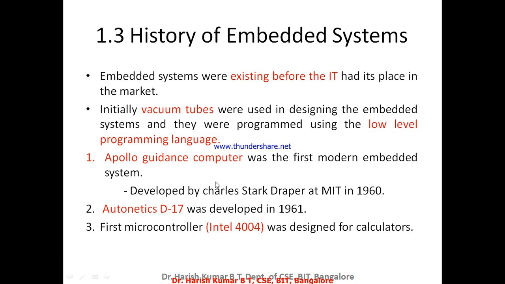programming language. To name a few embedded systems, the first modern embedded system, based on vacuum tubes, was the Apollo guidance computer, developed by Charles Stark at MIT in the 1960s. Next was Autonetics D17, developed in the subsequent year, 1961. Later Intel for the first time developed a microcontroller called Intel 4004. It was a 4-bit microcontroller used in calculators. A calculator is also an embedded system because it has a 4-bit microcontroller.